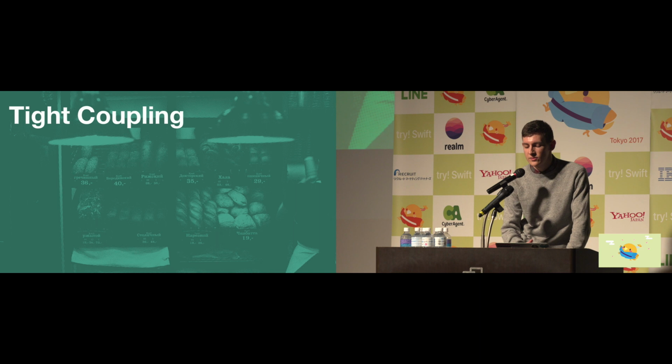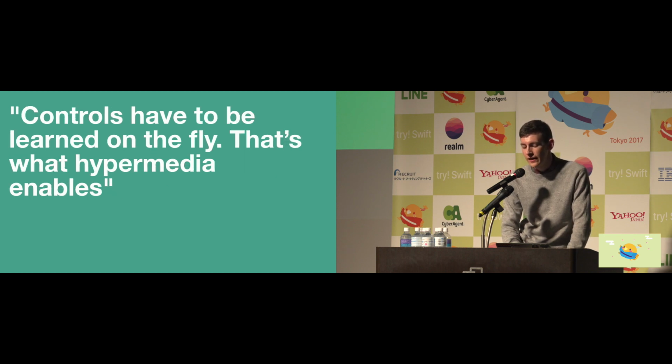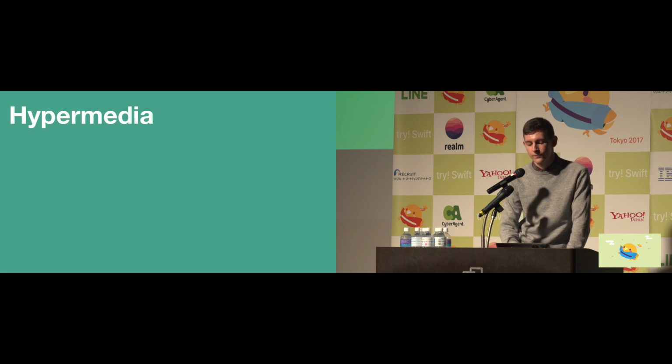It's common that controls of an API are often baked into the client, and the developer will build an application or API client that's tied to the current knowledge of an API. It's taking design that they've read from the API description and API documentation, which means that if the API evolves, then some of the clients may be broken and need updating. And to quote Roy Fielding, the author of the REST dissertation, you can't have evolvability if clients have the controls baked into their design at deployment. Controls have to be learned on the fly, and that's what hypermedia enables. Hypermedia is one of the most important and key constraints of REST, which allows its evolvability.